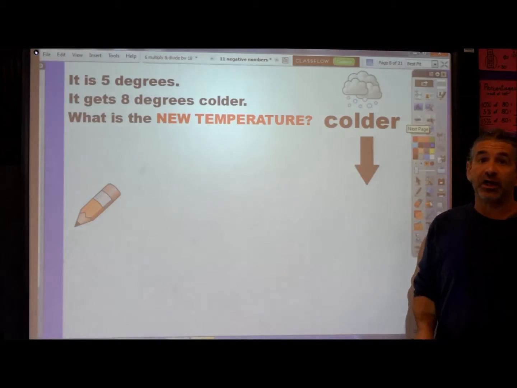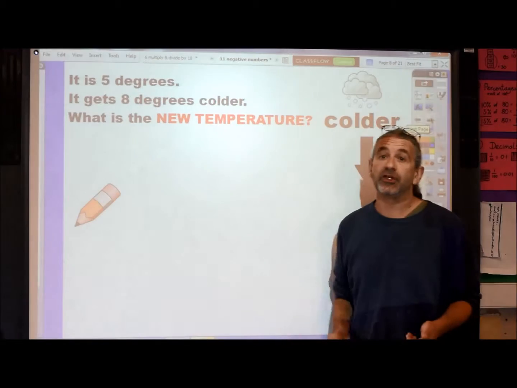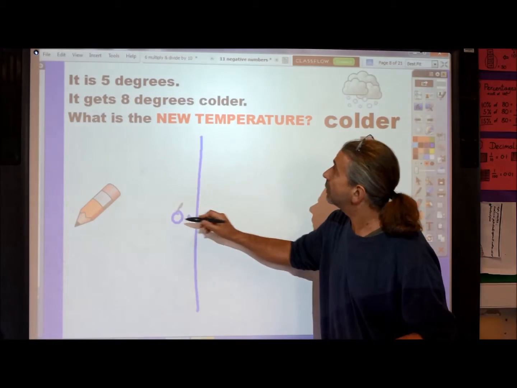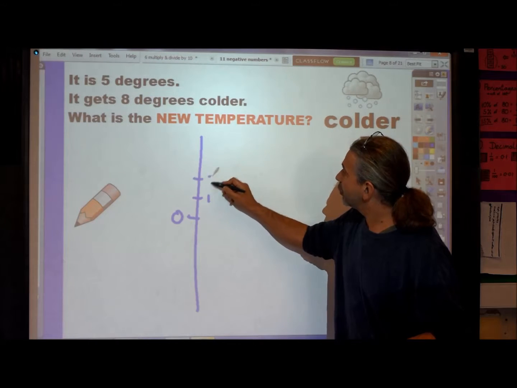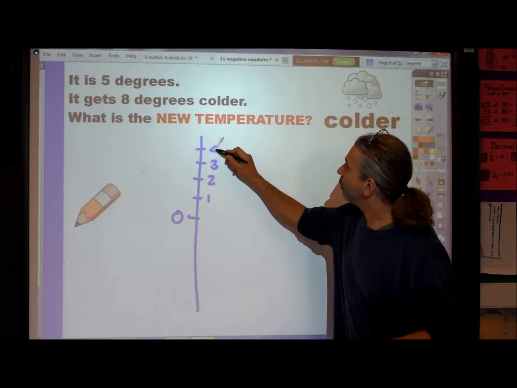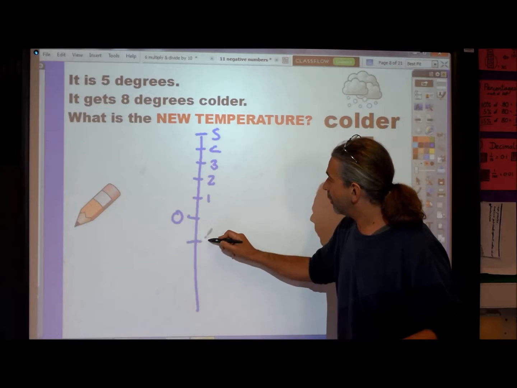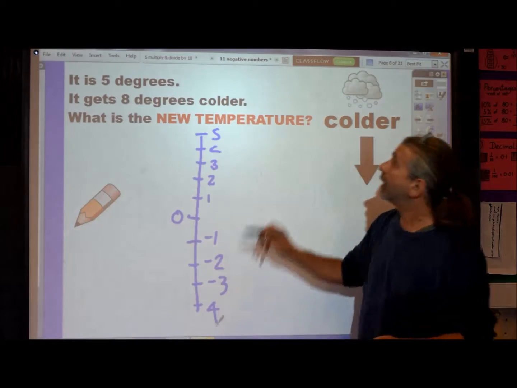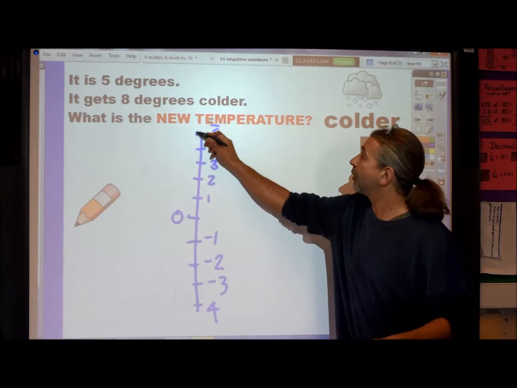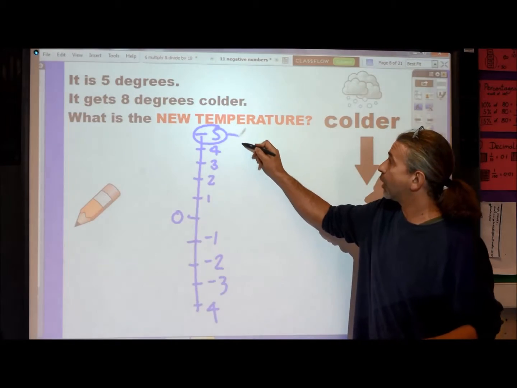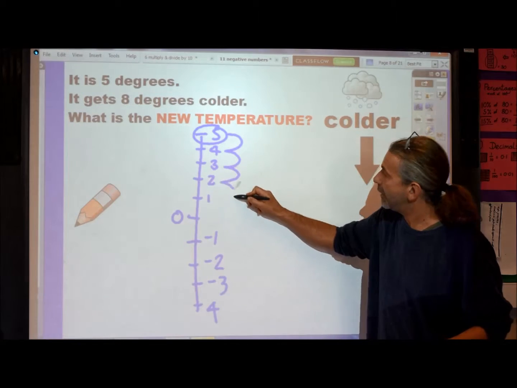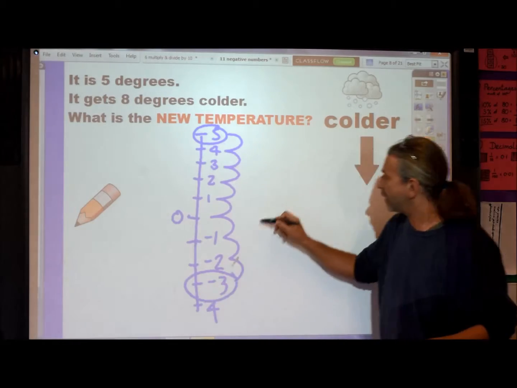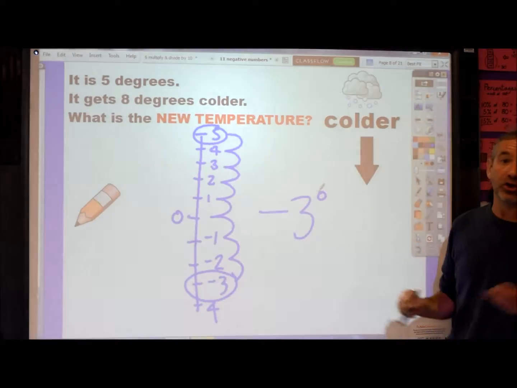What's the new temperature? The surefire way to get it right is to use a pencil and draw it out. So, we'll put the 0 in the middle. 1, 2, 3, 4, 5. Minus 1, minus 2, minus 3, minus 4. Okay, it's 5 degrees. We start here. It gets 8 degrees colder. 1, 2, 3, 4, 5, 6, 7, 8. The answer is minus 3 degrees.